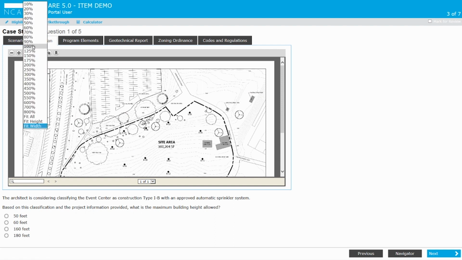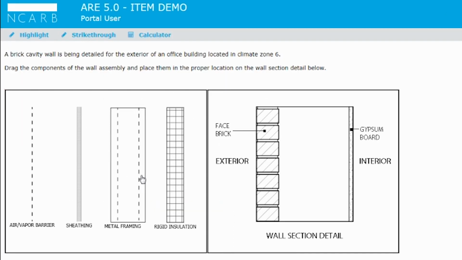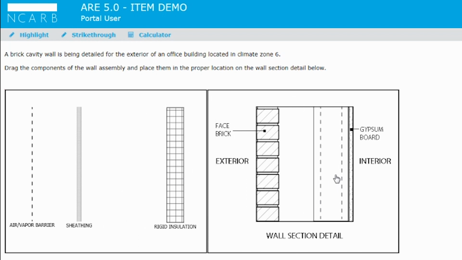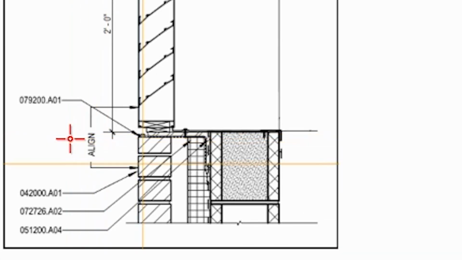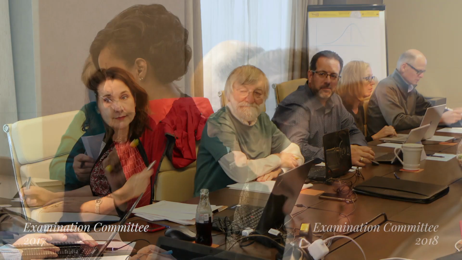The new version, called ARE 5.0, launched in 2016 and incorporated new graphic question types that could be easily developed and graded. Throughout the exam's evolution, two things have remained constant. It has been developed by architect volunteers from across the country, and its objective is to measure competency to practice architecture that protects the health, safety, and welfare of the public.